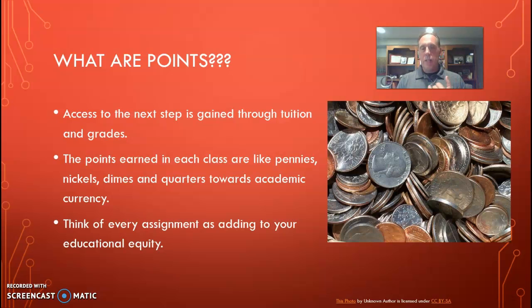Every single assignment is like nickels and dimes and quarters towards your academic equity. Just like you're saving money, you're putting it in your bank account, and you have this financial equity that you're using to pay for your tuition. Academic equity serves that purpose as well. And in some cases, depending on how well you do and if there's a scholarship available, academic equity immediately translates into financial equity because you can get a scholarship based on your grades.